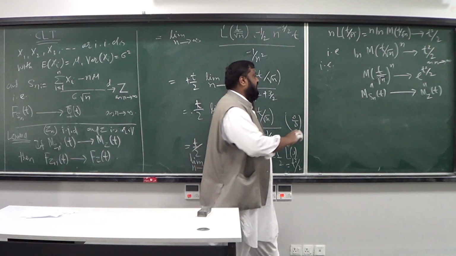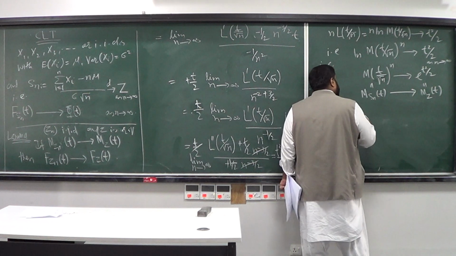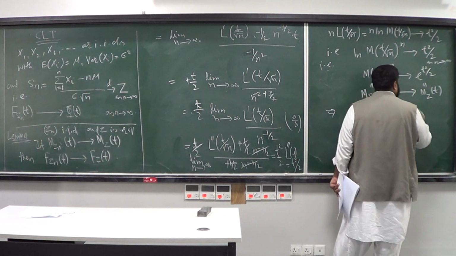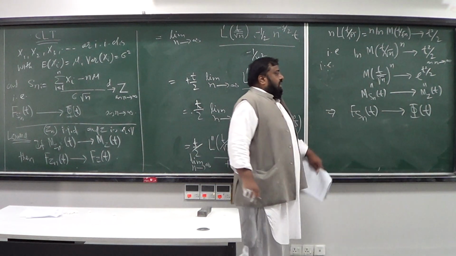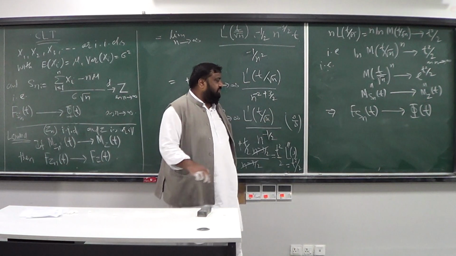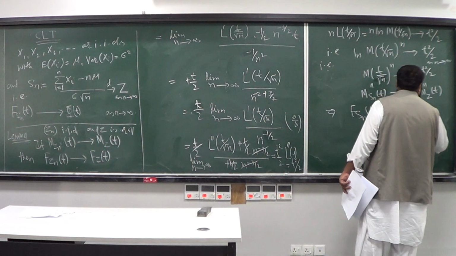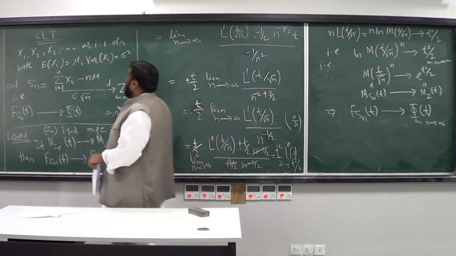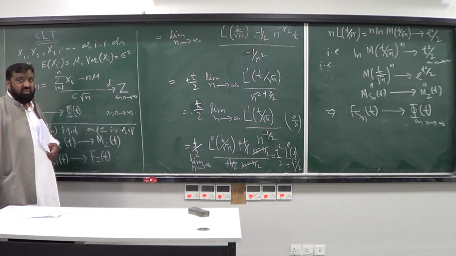And hence, what does this show? That the distribution function of Sn converges to the distribution function of the standard normal distribution as n goes to infinity. But we proved it for the case when mu is 0 and sigma square is 1 actually.